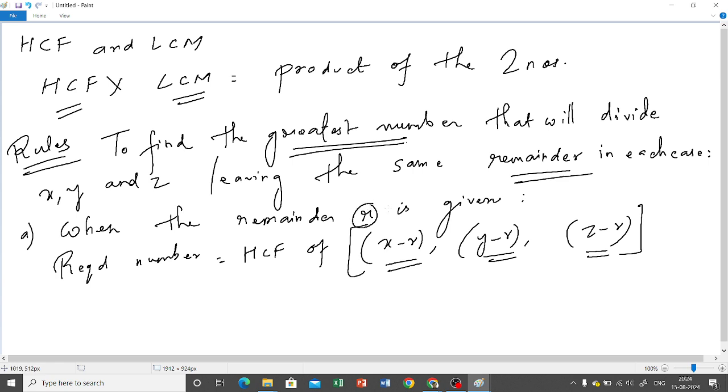And what is the remainder? R. So what we are doing, we are subtracting r from x, y, and z, right? Remainder, the waste product, removed. So when we remove this waste product, we get x minus r, y minus r, z minus r, and then you find out the HCF of these numbers. When you find out the HCF of these numbers, you get something that will divide x minus r, y minus r, z minus r completely, but will give a remainder r when that same number divides x, y, and z. You get my point?